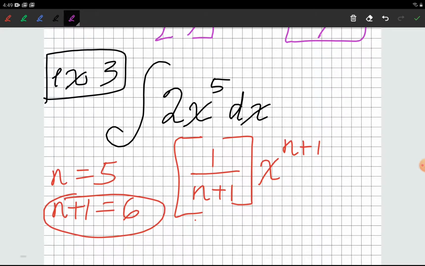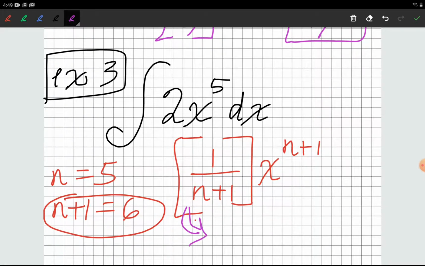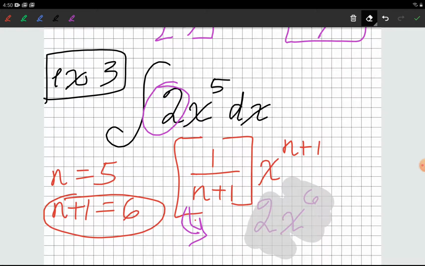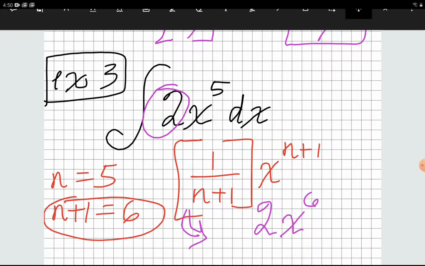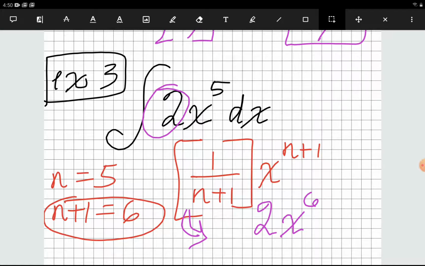Alrighty. So it's x to the 6th power. Do not forget this 2, okay? Actually, let me go to the next page. Actually, wait. You know what I can try to do? Let me see if I can try to copy and paste it.